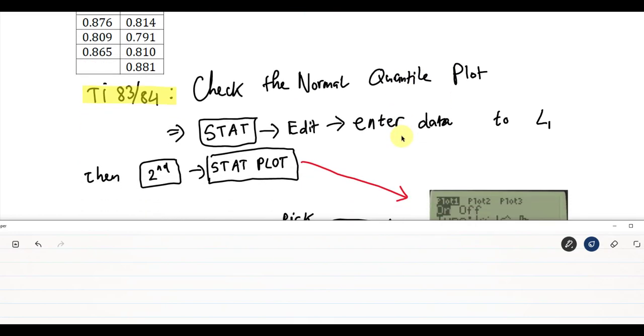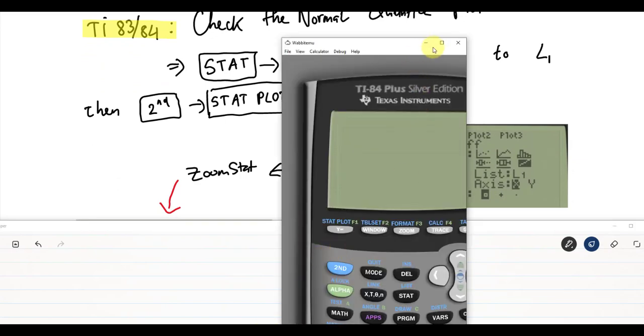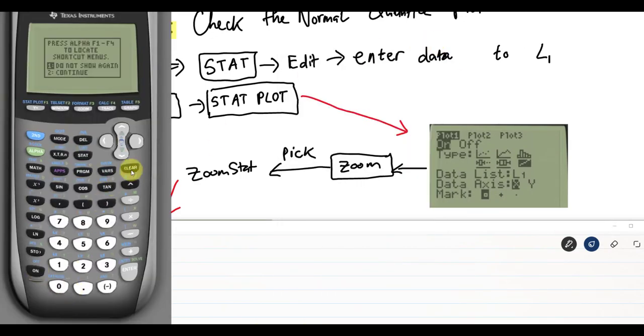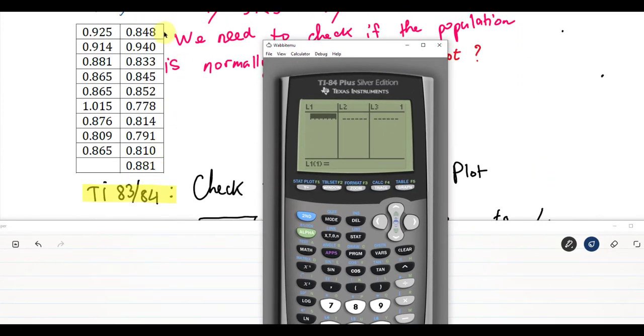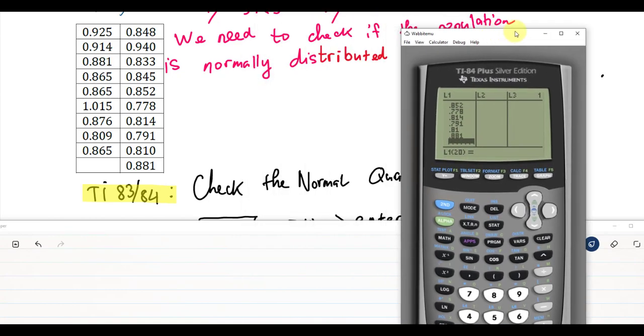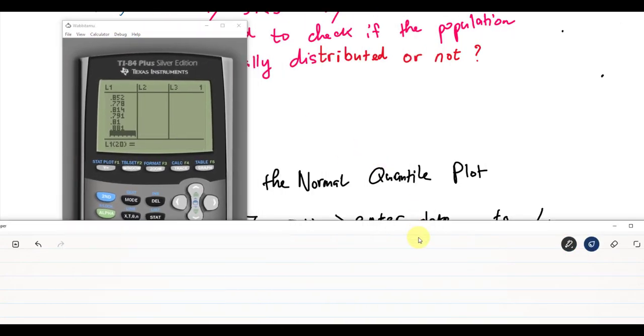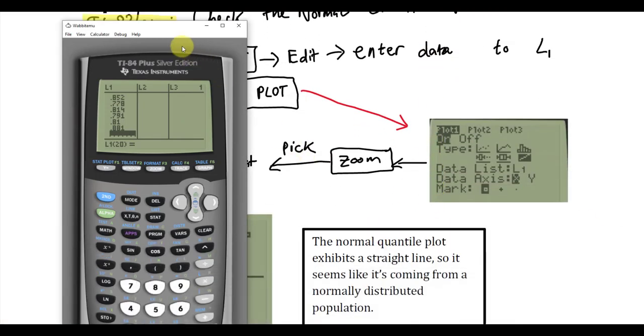So what we do now is we go to the TI-83 or 84. You're going to hit stat, edit, and then using the list L1, you are going to enter all the values into the list L1. So after we have all the values input here, then you can check the normal quantile plot, and we can do that by using the stat plot.